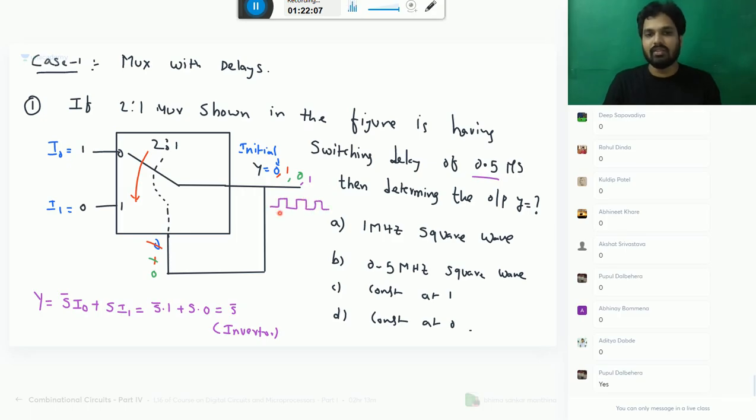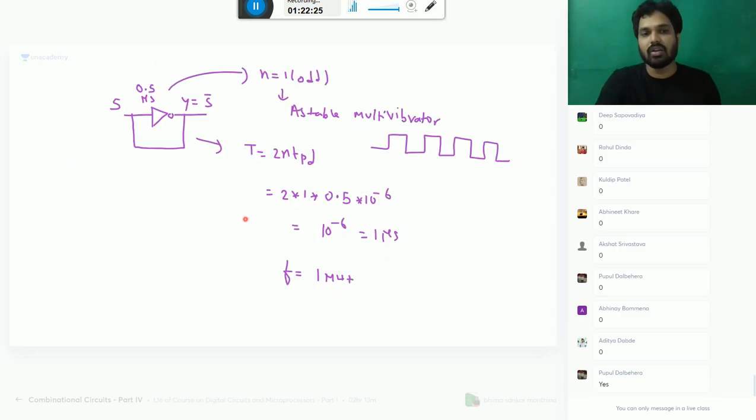But the switching delay given by the examiner is 0.5. So for on 0.5, off 0.5, total how much? 1 microsecond. So the frequency is 1 megahertz. This is one method. Otherwise, take the characteristic equation, substitute I0 and I1. You can prove this circuit is nothing but an inverter. Then you can connect inverters in a loop, which is nothing but when n is odd, it will work like an astable multi-vibrator. That we know already. Formula is 2n TPD is the time period. Frequency is 1 by time period. So is it clear?